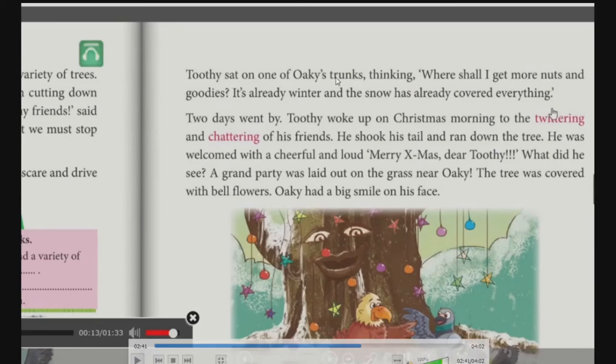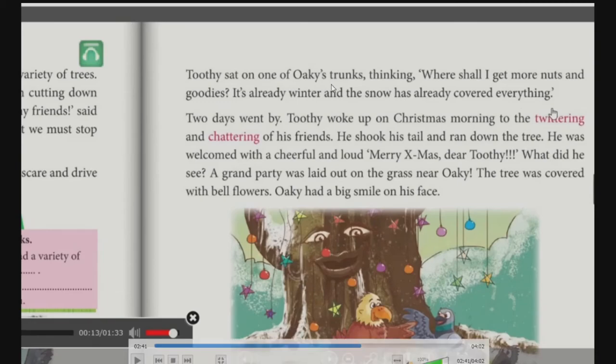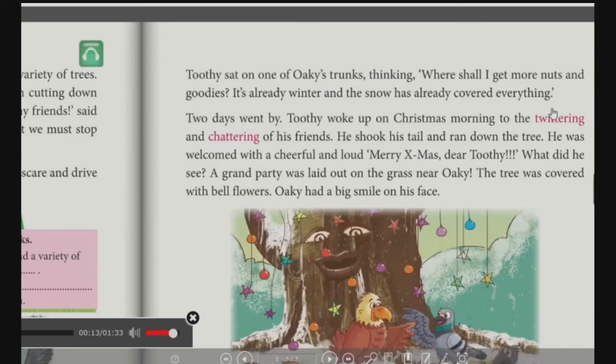This word over here, trunks, I had explained to you, if you remember, in the last semester's chapter number 5. The lower part of a tree after it is cut. So Toothy sat on one of Oaky's trunks, thinking, where shall I get more nuts and goodies? It's already winter and the snow has already covered everything.